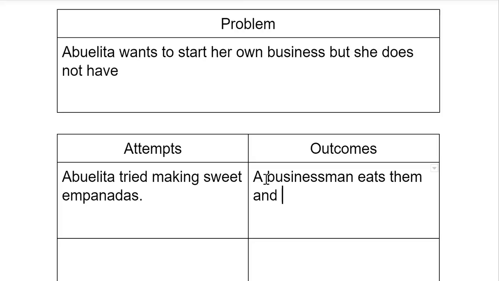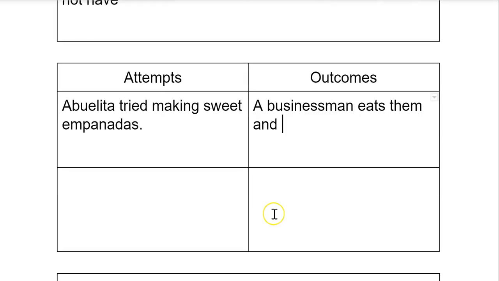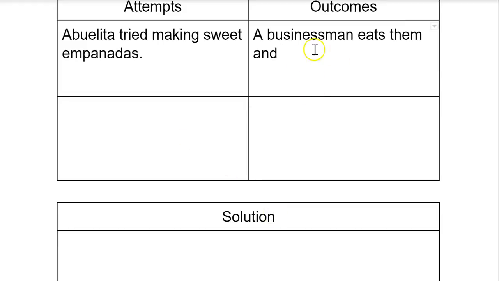Okay, so if you need to go back in the text, I'm going to go back right now. Let's see where it says it. It looks like the fourth, or if you count there's a short paragraph of just one sentence, the fifth paragraph, depending on how you want to count them. But basically the last paragraph on page 274 talks about what happens after the businessman eats her sweet empanadas. Okay, so I'm going to let you finish that outcome out as well.